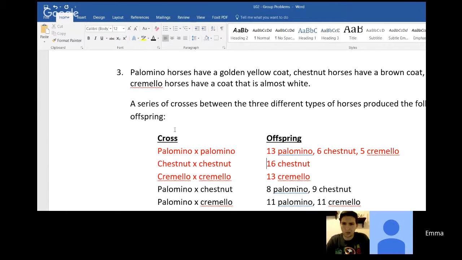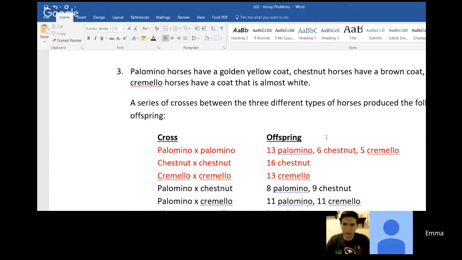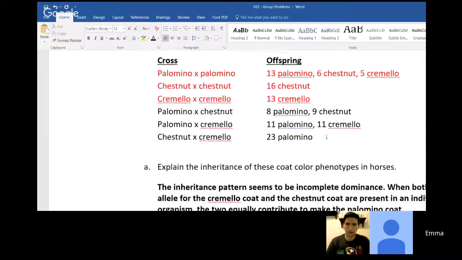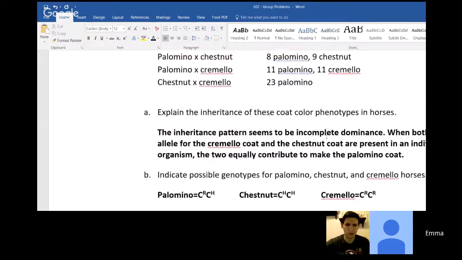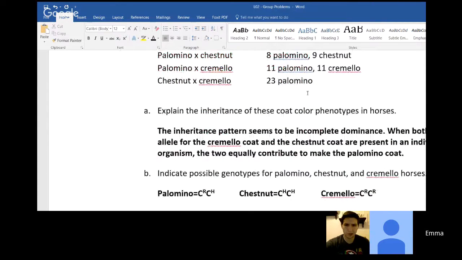If we look at the chestnut cross, all of them were chestnut, and the cremello cross, all of them were cremello. So working that out, we find that there is an incomplete dominance inheritance, like we had with the flower color, where they blend and become pink. It's the same with these.